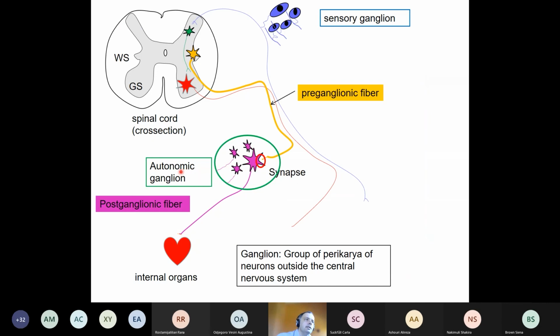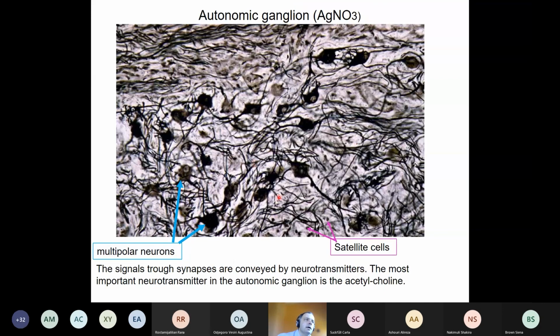And here you can see again, just to remind you, we have the preganglionic fibers. They terminate and they synapse in these autonomic ganglia with the multipolar neurons here. The synapse proper is hard to show with this technique, but there are some other ones one could use. But please memorize that in these ganglia, we have synapses.